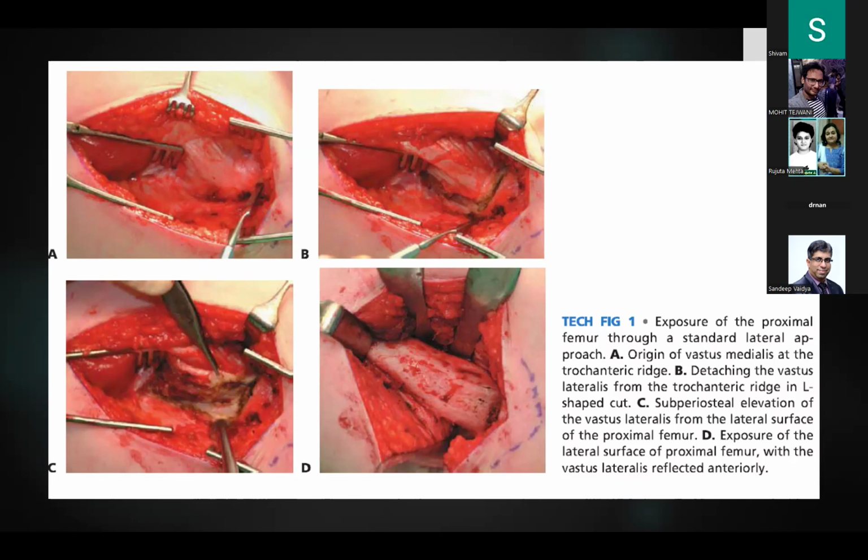Once the bone is fully exposed, then the osteotomy is done at a subtrochanteric level. Either a transverse osteotomy is done followed by rotation and fixation with a plate, or if required, a shortening osteotomy is done with a wedge of bone that is removed to shorten the femur. Both of these can also be combined sometimes together.